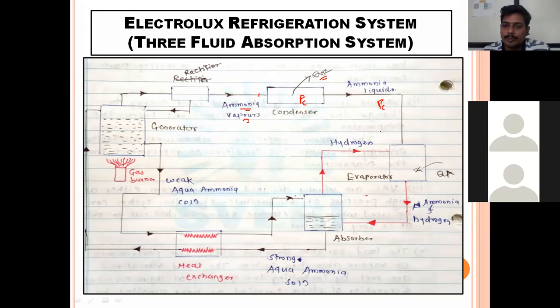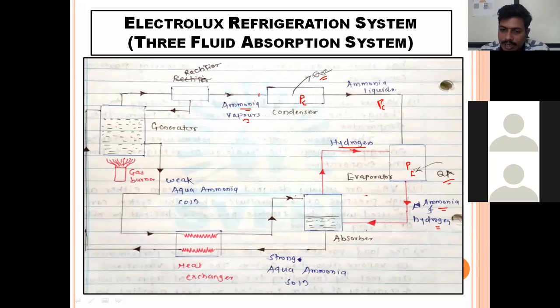Whenever that high pressure ammonia liquid comes to the evaporator, inside the evaporator we are mixing hydrogen gas. Because of mixing the hydrogen gas with the ammonia liquid, the partial pressure of the ammonia liquid keeps decreasing, and because of absorption of a small amount of heat, the ammonia liquid easily gets converted into ammonia vapor. So at the outlet of the evaporator, we will have ammonia plus hydrogen vapor.